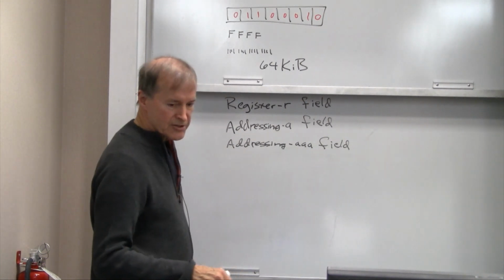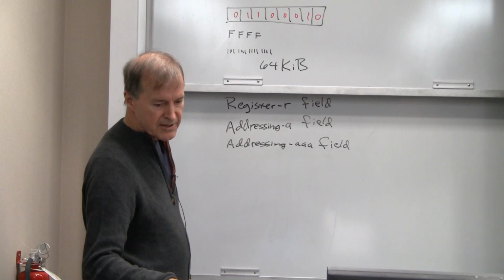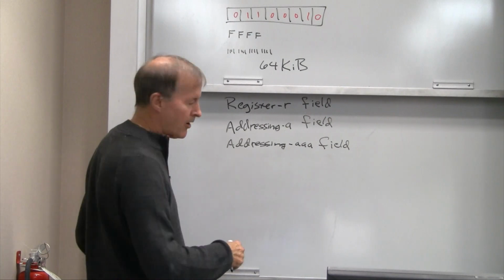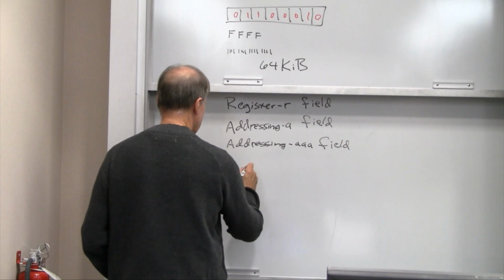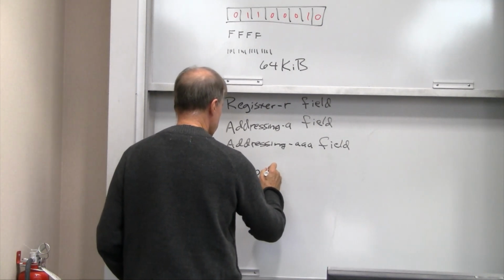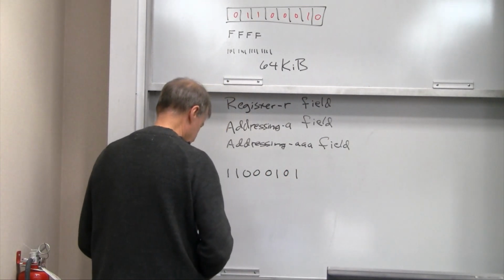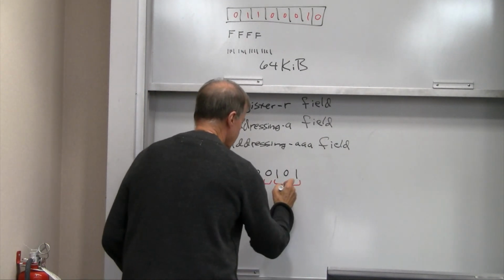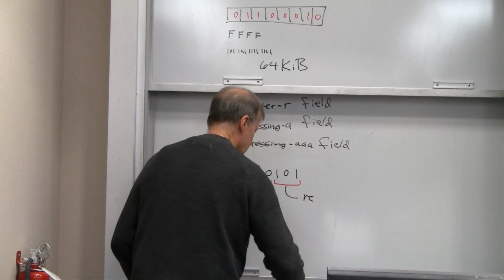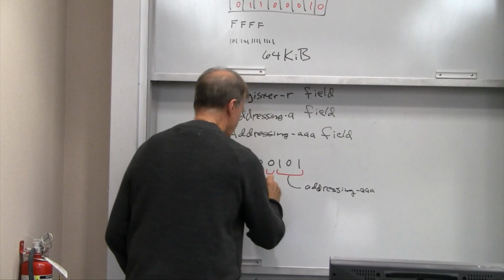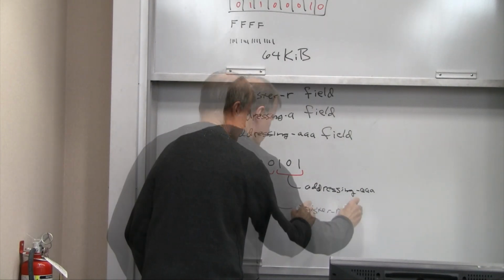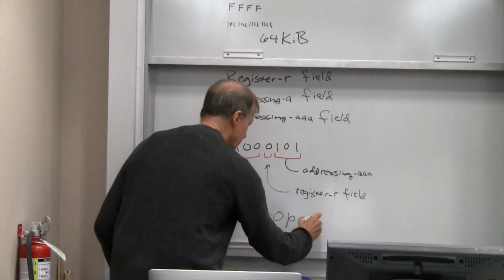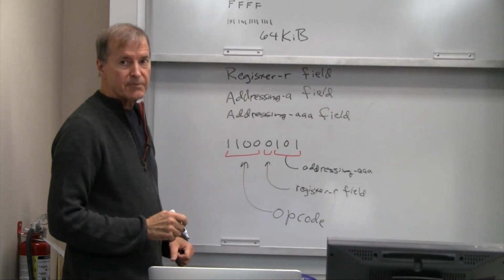So here's some more terminology. Which one did we just look at? The load word R from memory. So if we had 1100 RAAA, let's do 0101. This is the addressing AAA field. This is the register R field. And this has a special name. This is called the opcode. Those bits that are in front, those are called the opcode.